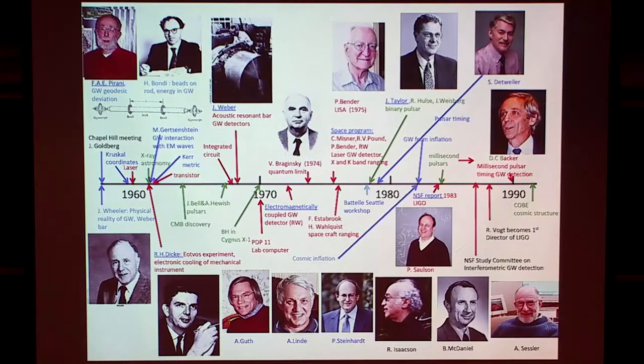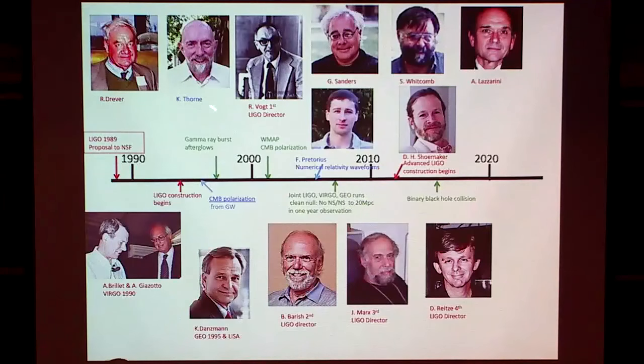And the next thing that happened is we got a director, and we wrote a beautiful proposal. There's the director, Robbie Vogt, and here's John Drever, by that time at Caltech. Kip Thorne and I wrote that proposal with Robbie.